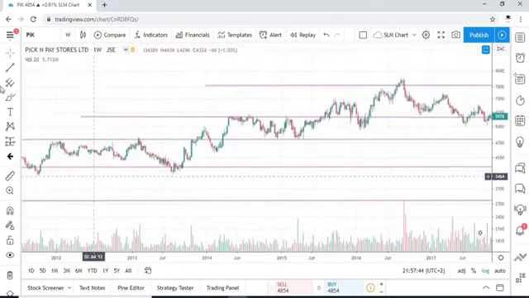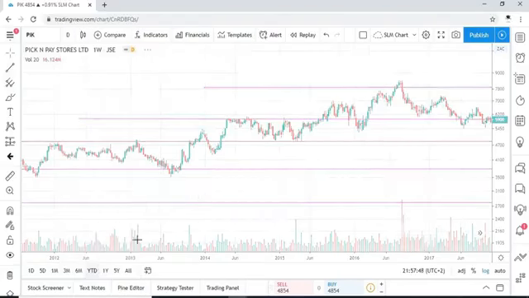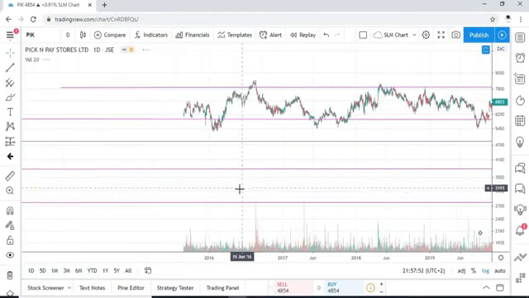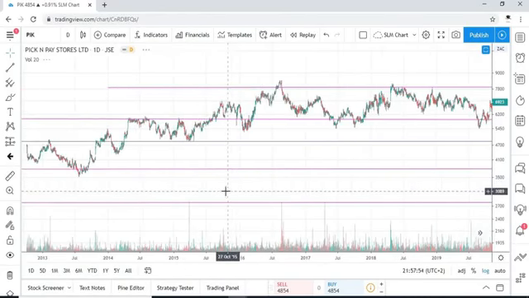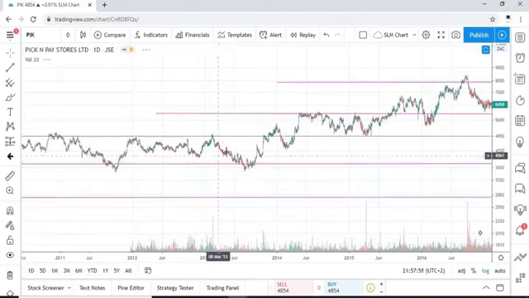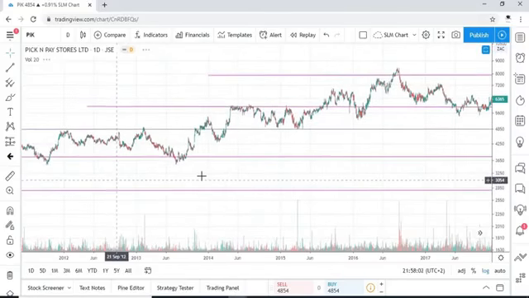So this is the weekly chart. I'm going to now change it to the daily chart. So on the daily chart, what do we see in relation to our resistance? We can see that the same region are holding.